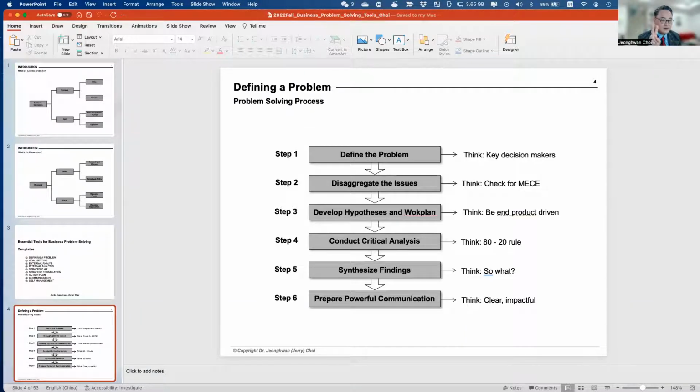When we conduct a critical analysis, we must keep in mind that we are addressing the most critical problem causes, the 20%. We cannot address every single thing, and we don't need to. We don't have time, money, or people, so we must be very effective in choosing the 20% of the root causes. That's a step forward. Okay, good.